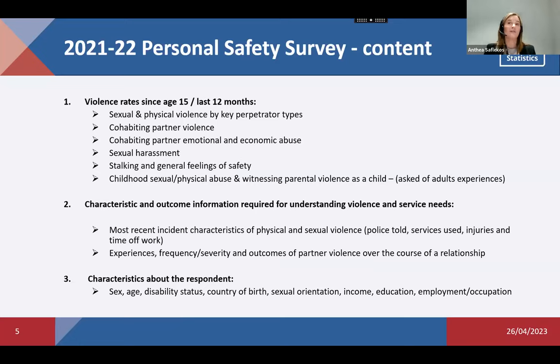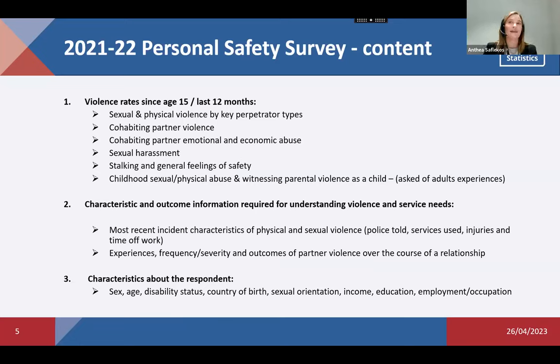For the partner violence, we ask about the frequency and the severity of outcomes, whether they went through the criminal justice system, and the details around that. So that information is really important for policymakers to plan services and address family domestic violence.